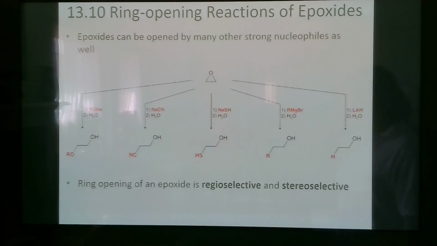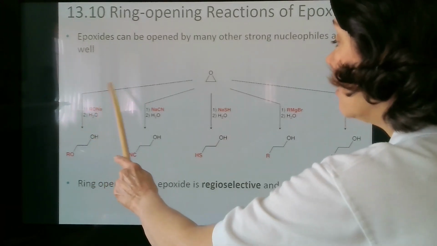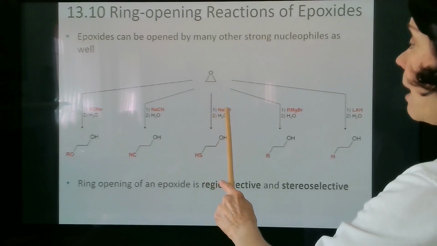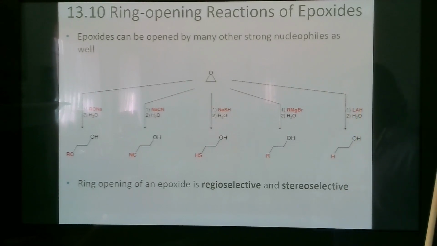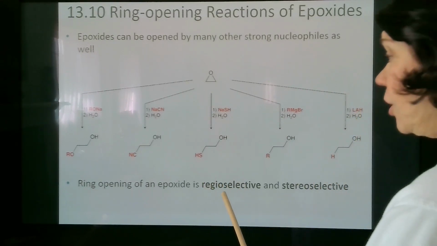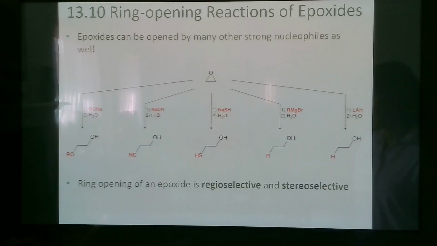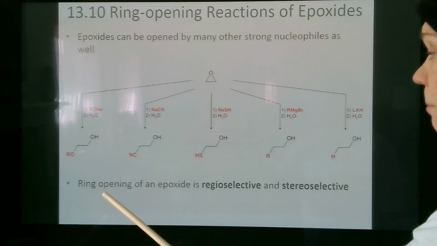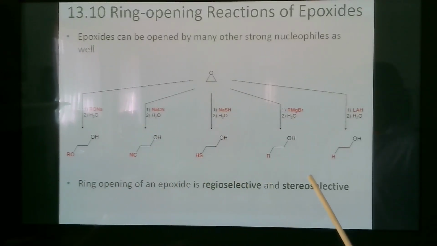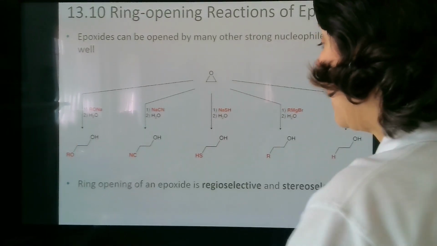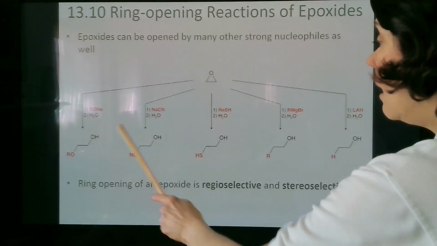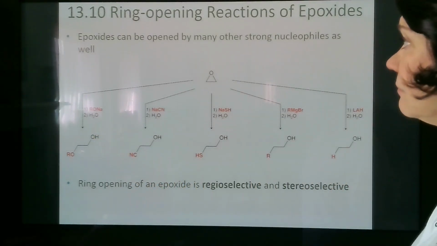Epoxides can be opened, therefore, by many other strong nucleophiles, so alkoxides, cyanides, bisulfide, Grignards, lithium aluminum hydride. It is regioselective and also stereoselective. And so this means you're going to have an SN2 reaction, backside attack, and it will always go to the end opposite that of the hydroxyl, the alcohol functionality.